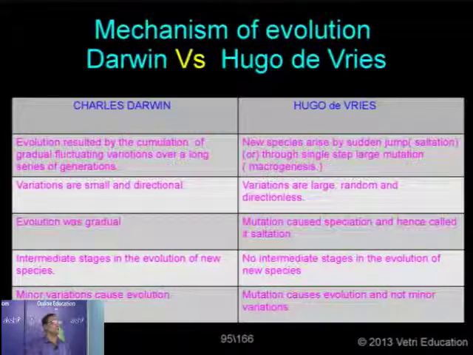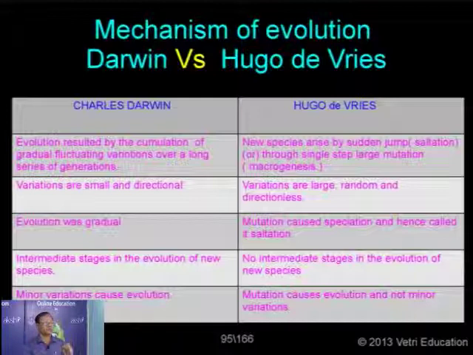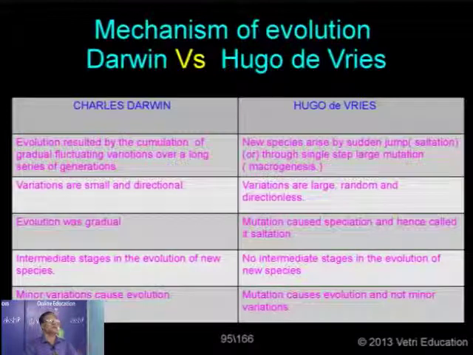Now, as per the de Vries concept, new species arise all of a sudden, by means of a sudden jump, saltation from one step to another, or because of a single step large mutation. Normally we call this macrogenesis. Because of a single step large mutation, one species gets converted into another species. So macrogenesis and saltation are the two concepts of Hugo de Vries.